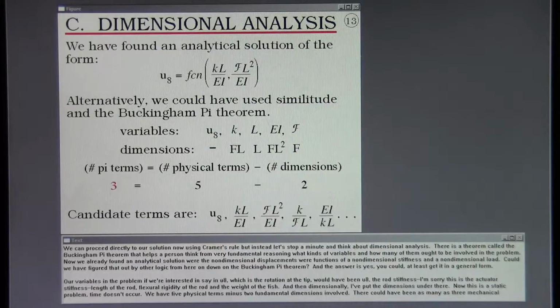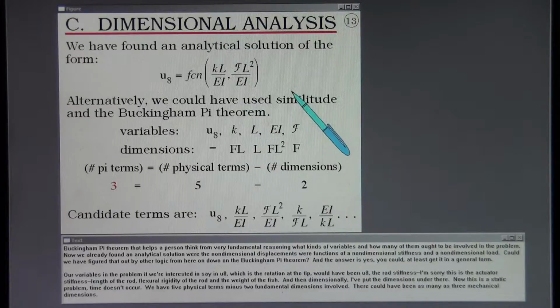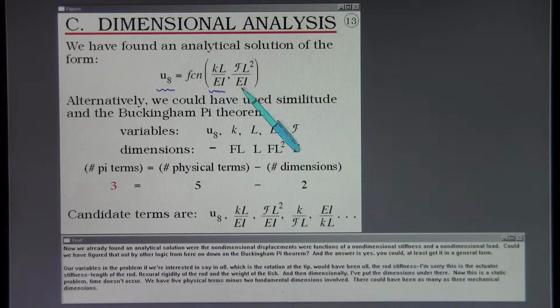There is a theorem called the Buckingham Pi Theorem that helps a person think from very fundamental reasoning what kinds of variables and how many of them ought to be involved in the problem. Now, we already found an analytical solution where the non-dimensional displacements were functions of a non-dimensional stiffness and a non-dimensional load. Could we have figured that out by other logic from here on down on the Buckingham Pi Theorem? And the answer is yes, you could. At least get it in a general form.